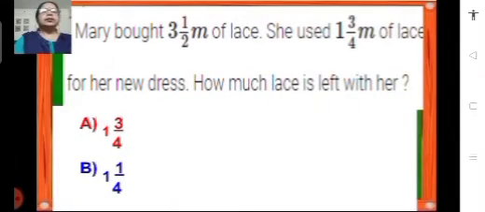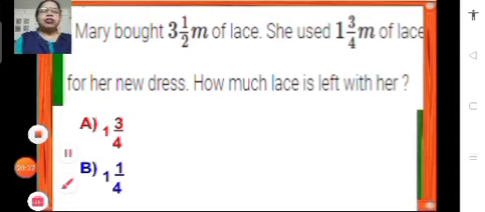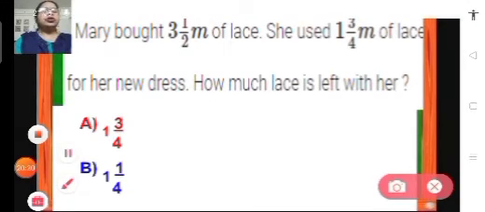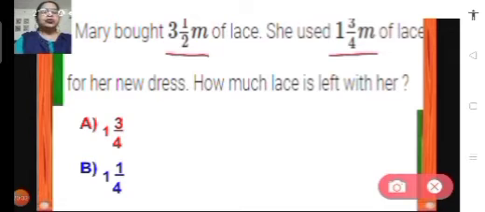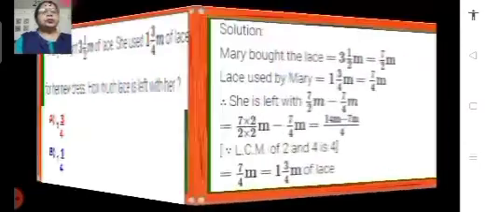Mary bought 3.5 meters of lace. She used 3/4 meter of lace for her new dress. How much lace is left with her? So she has in total 3.5 meter of lace, and out of this she used 3/4 meters. And how much is left with her? That means we have to subtract 3/4 meter from 1/2 meter. The options are given here. Let's solve the problem and then we'll come back to the options.